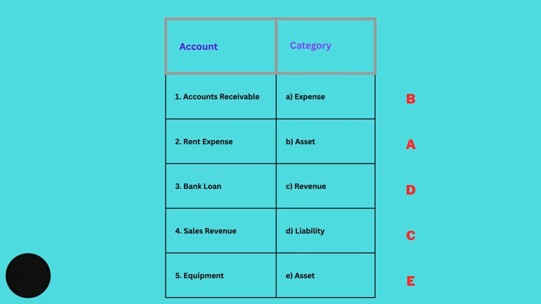On the liability side, we have bank loan, which is categorized as a liability. This indicates our obligation to repay borrowed funds. Lastly, we have equipment, which is also classified as an asset. This represents the tangible resources we use to generate revenue. These matches are foundational to understanding how each account type interacts within our financial statements. Next, we'll delve into some practice questions to further strengthen your understanding of these principles.